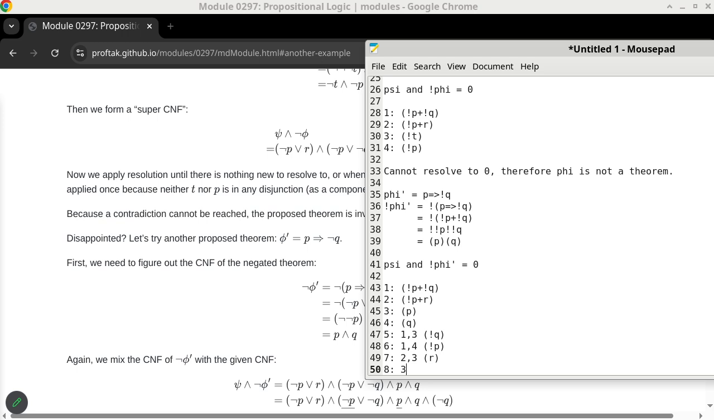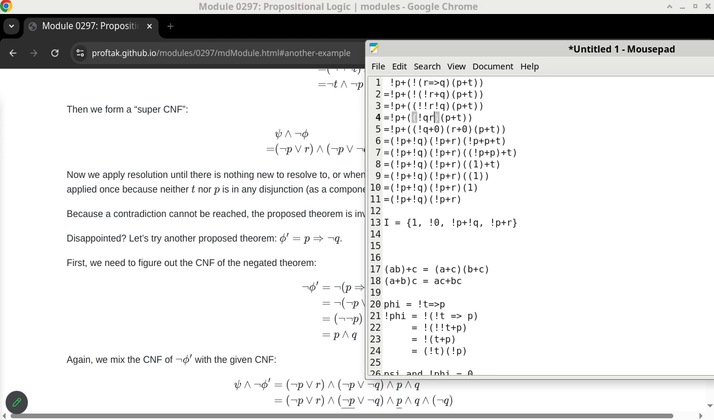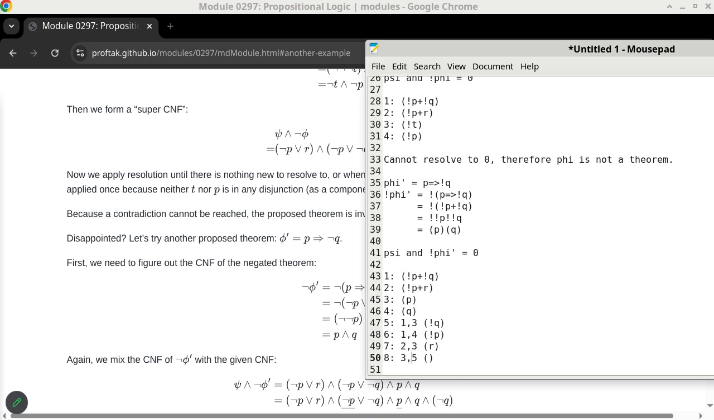So we ask, can 3 and 4 resolve? No. Can 3 and 5 resolve? Yes. So now the question is, what do we get when we resolve 3 and 5? No, not 3 and 5, 3 and 6. Sorry, used the wrong number here. So 3 is P, 6 is not P. Those two can resolve. But after that is resolved, it looks like we got an empty tuple, but that is not the case. We actually just end up with false.